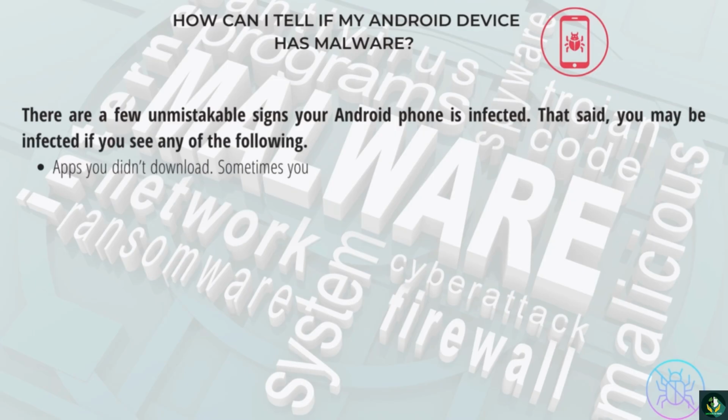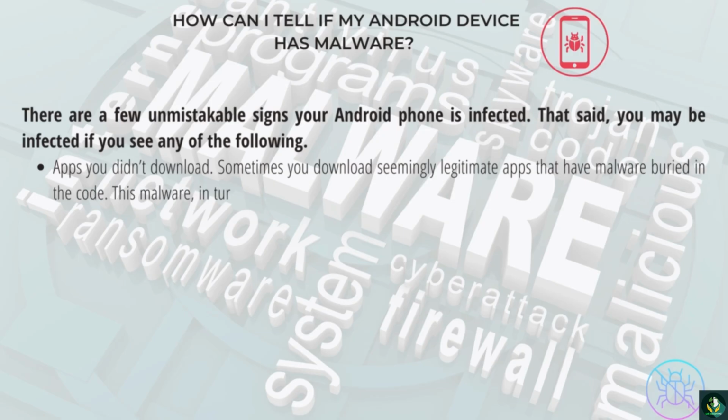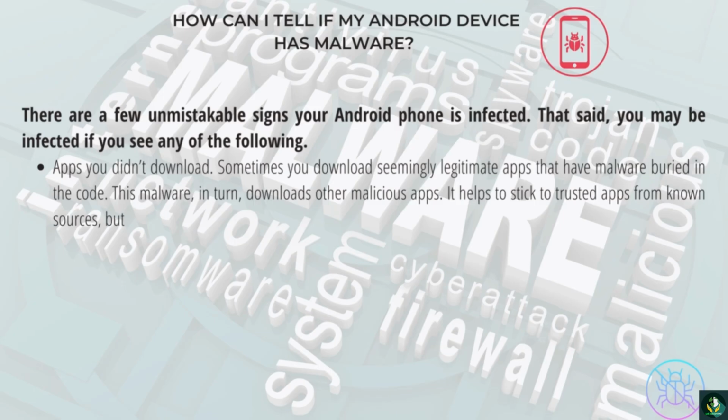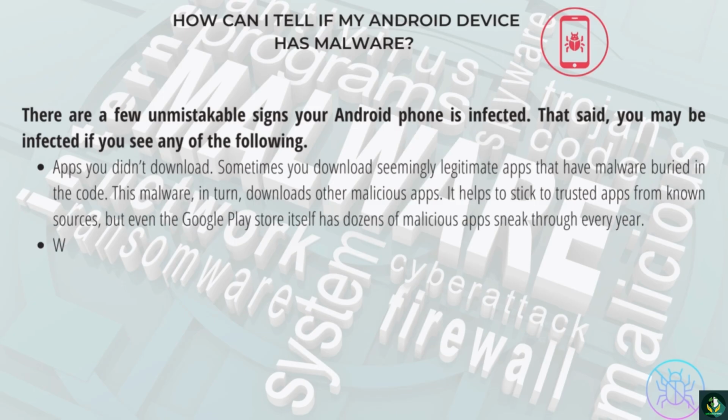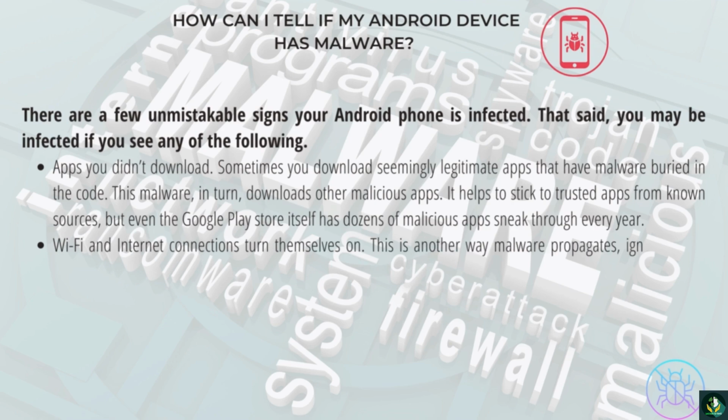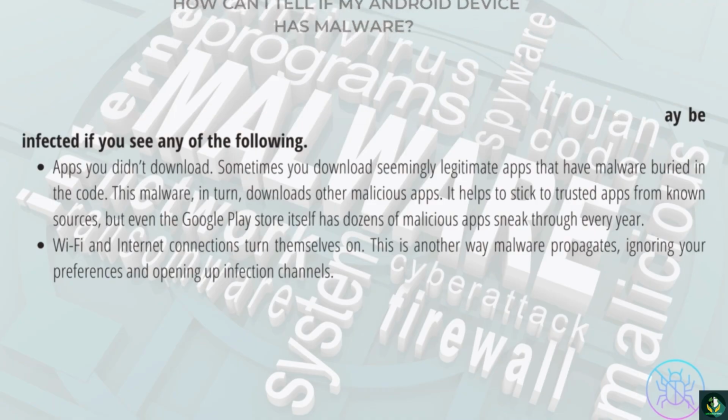This malware, in turn, downloads other malicious apps. It helps to stick to trusted apps from known sources, but even the Google Play Store itself has dozens of malicious apps sneak through every year. Wi-Fi and Internet connections turn themselves on. This is another way malware propagates, ignoring your preferences and opening up infection channels.